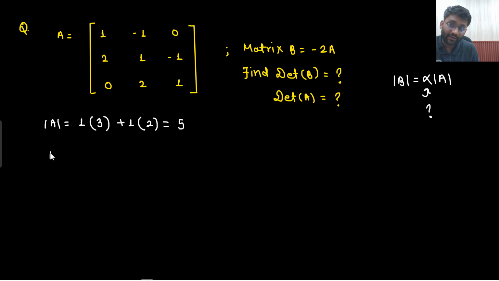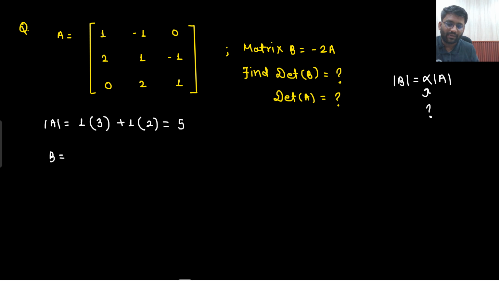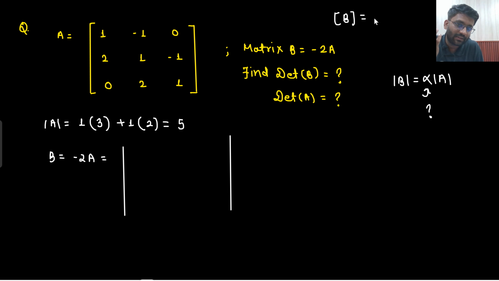Can I find out matrix B? Yes sir, very easily you can find out matrix B as well. How will I find it? Matrix B is nothing but minus 2A. In the case of a matrix, every element is multiplied with minus 2. This is the relation: matrix B is nothing but minus 2A. You can write it in this manner as well, or you can write 2 into A in this manner as well. Both are the same.